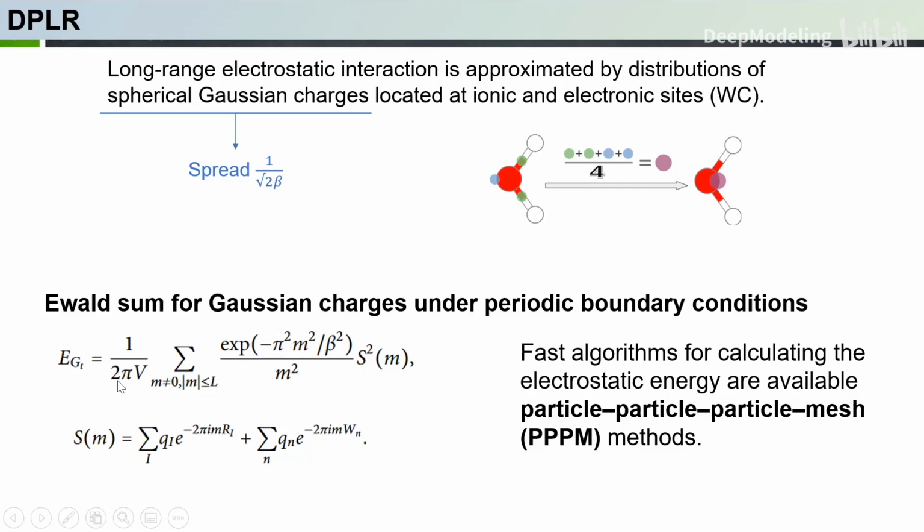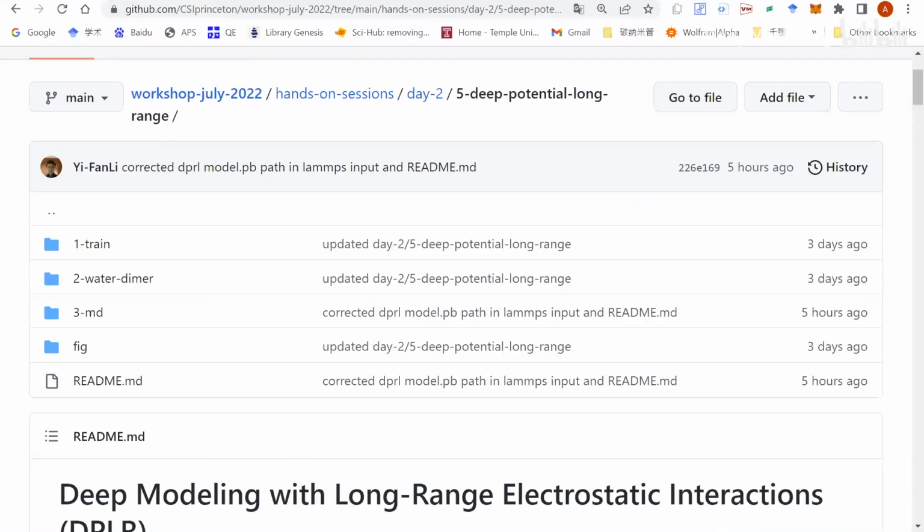And the electrostatic interaction energy is calculated using the Ewald sum. And here we use a fast algorithm for the Ewald sum. It's called the particle-particle-particle-mesh method. Now let's see the exercises. First, let's go to exercise 1.